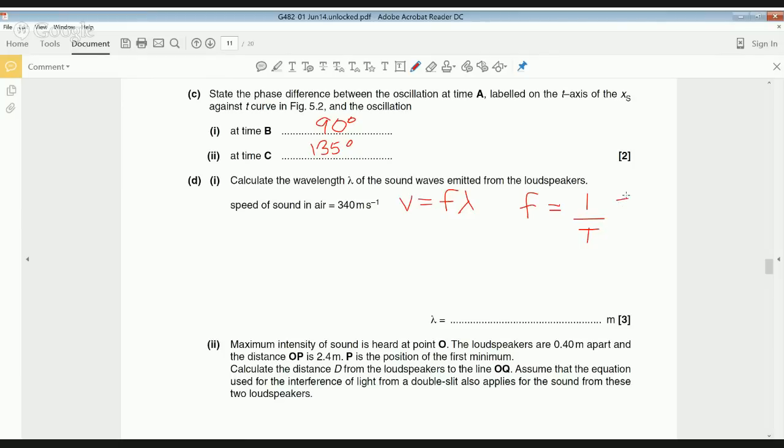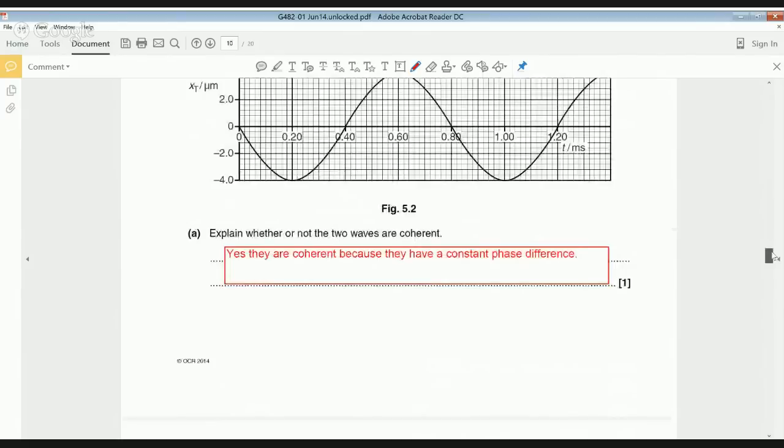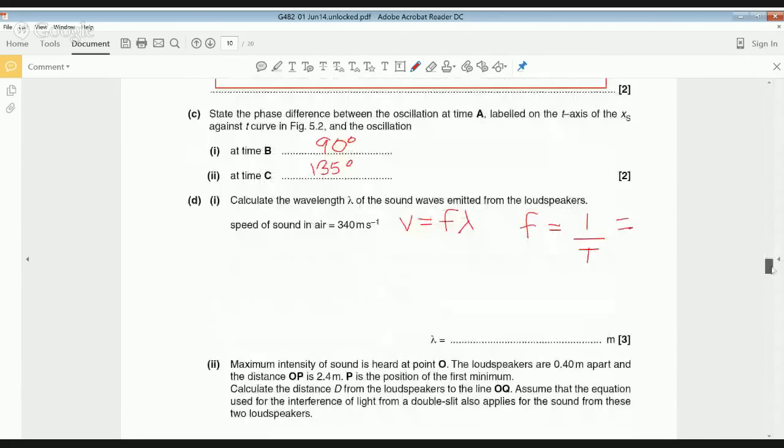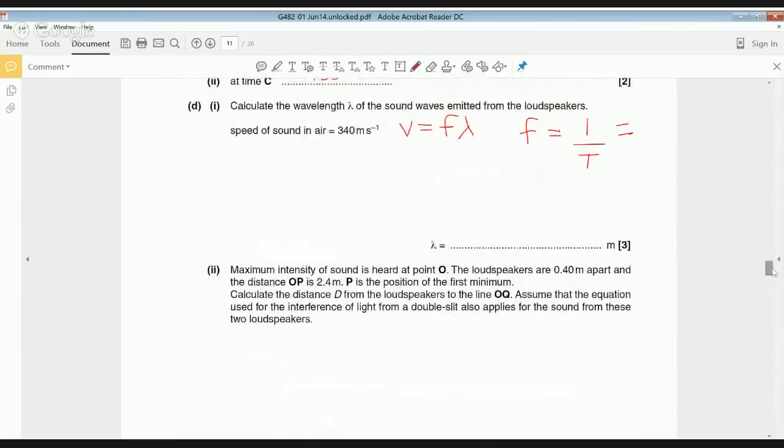And our time period, if we just whiz back up here, the time period for one complete wave is from 0 to 0.8. So that's 0.8, and that's in milliseconds, the axis on this graph. So 0.8 times 10 to the minus 3. Sorry, that should be the reciprocal of this. And that will give us a frequency then of 1250 hertz, which we can plug back into the equation then.